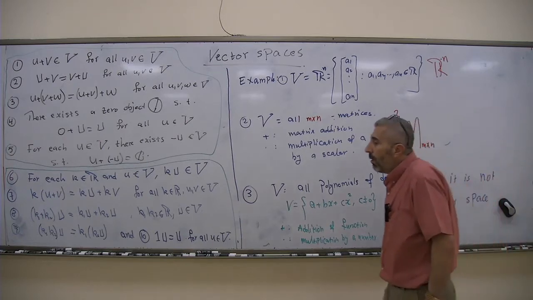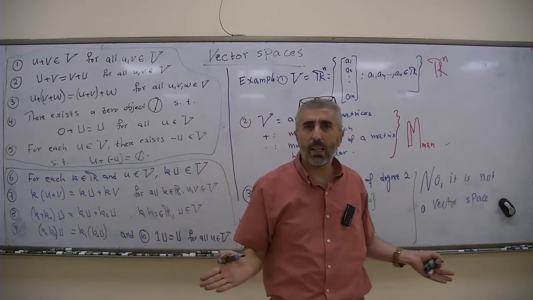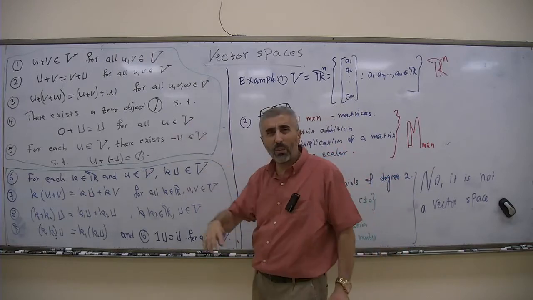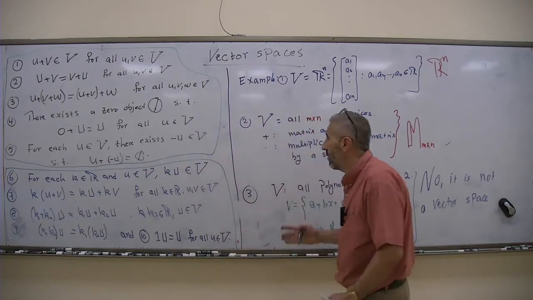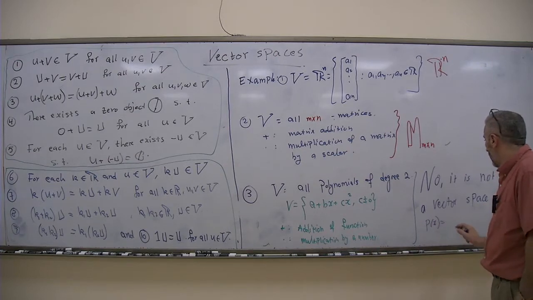Why? Well, all you need is just to take one of those conditions and say this condition is not valid. Okay? If you want to say something is not a vector space, you don't need to check all 10 conditions. All you need is just to take one condition and say this condition is not valid, and here it is. P(x) equals negative x squared.